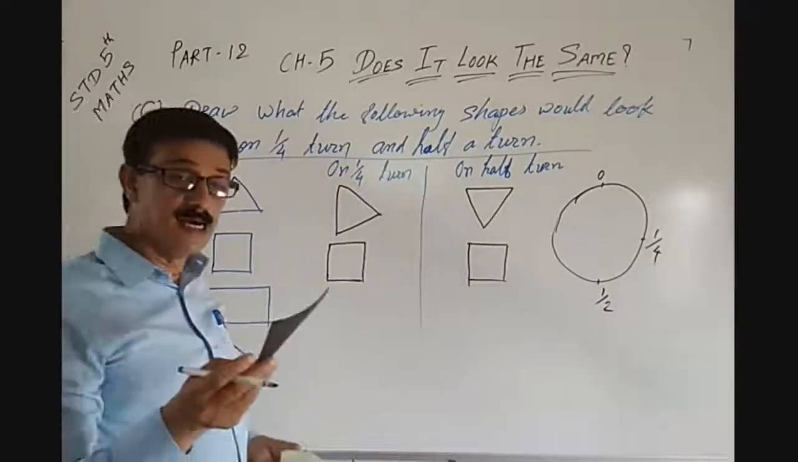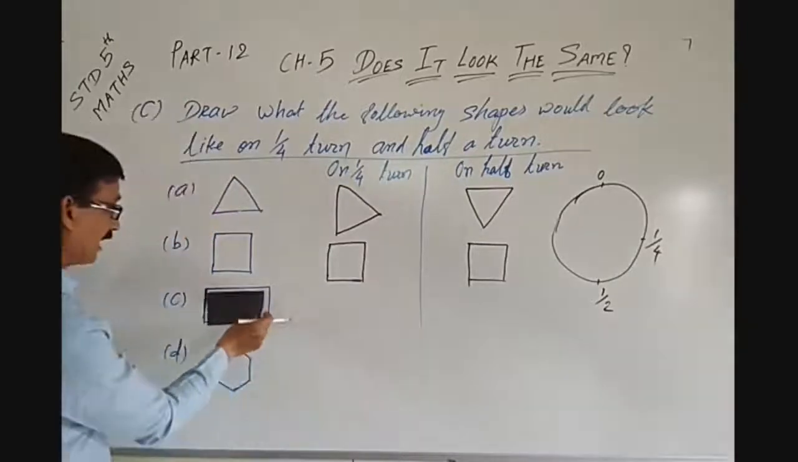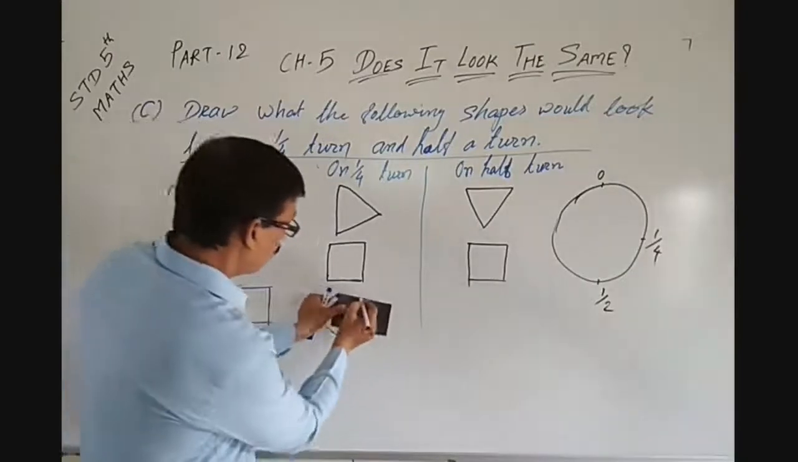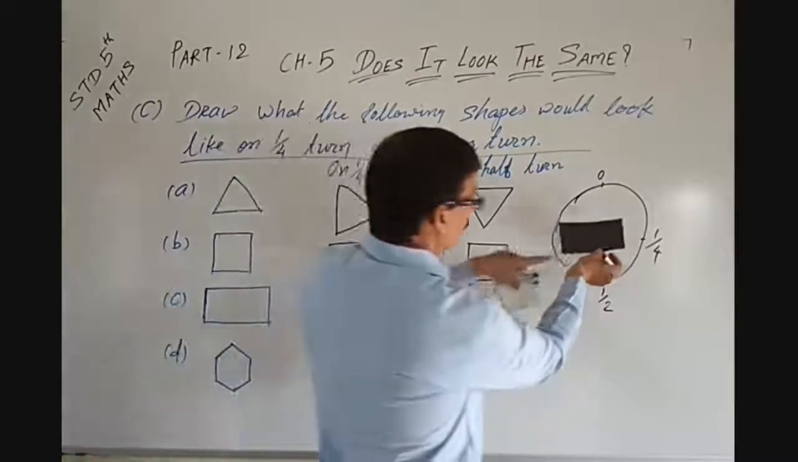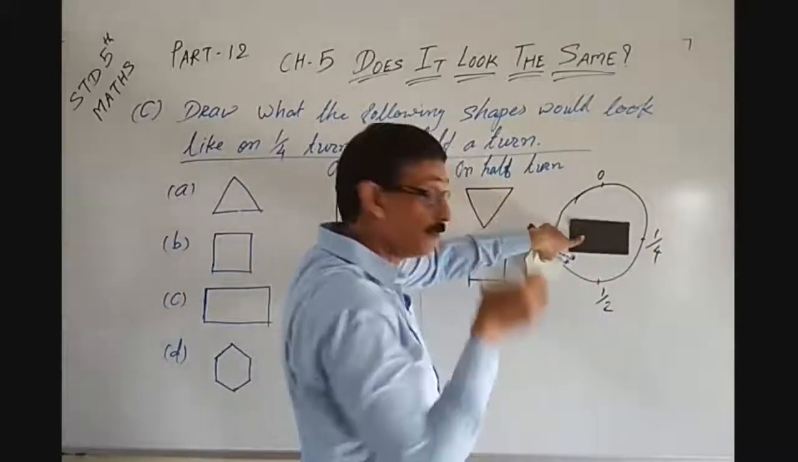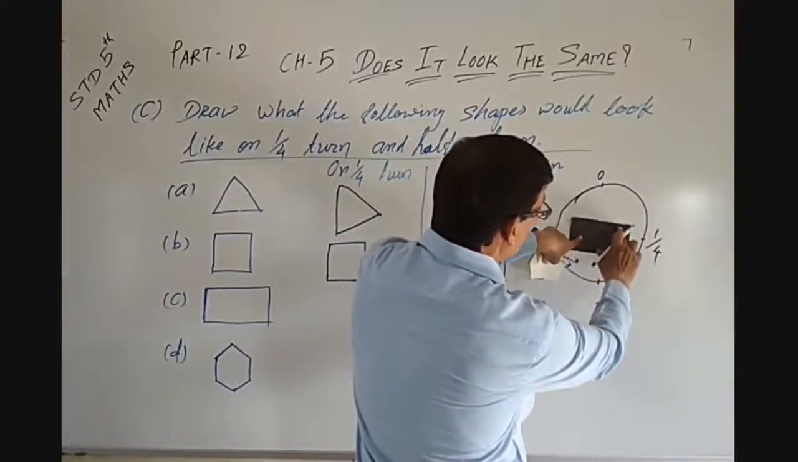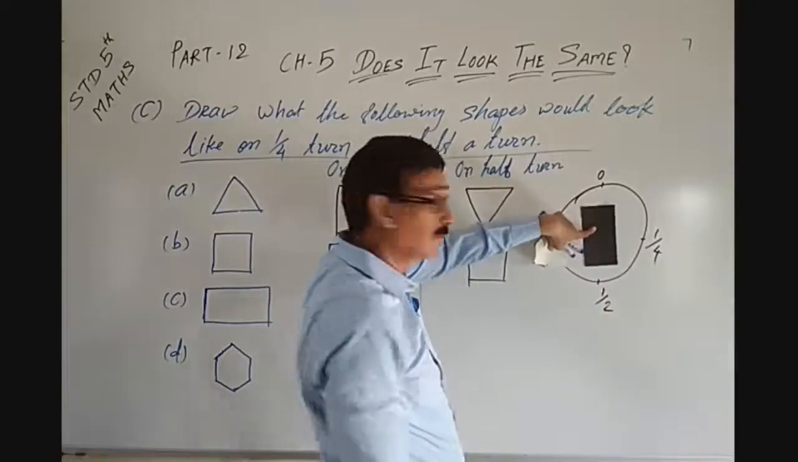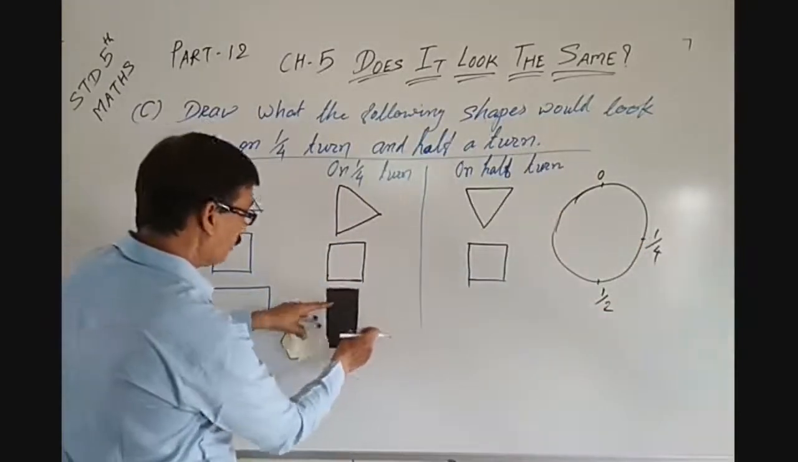Now there is a rectangle. You can see there is a rectangle. It is something like this. Okay. Let me draw it. Okay. Now this is the shape. Now let me give it one fourth turn. So on giving one fourth turn, it will look something like this. So let me draw something like this. Okay.